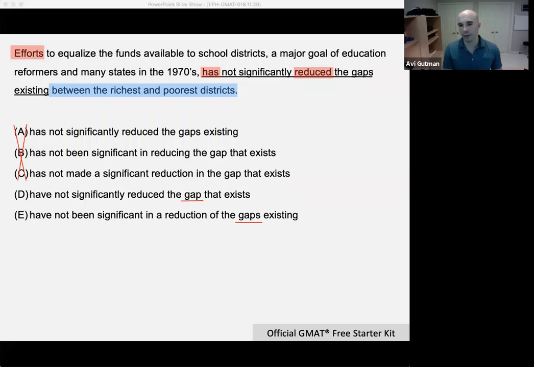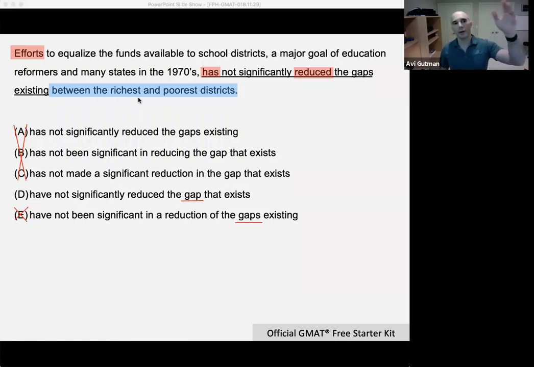And I hope that you'll agree that in this case, we eliminated ABC very quickly, and then we can also eliminate E fairly quickly if we are being thoughtful about what the author is trying to convey here. If the author is trying to convey the gap, and by the way, everyone, maybe overall the gaps have shrunk, have been reduced, but the gap between the richest and the poorest district has not been reduced. Okay, so if it was a critical reasoning question, that's what we would then say.